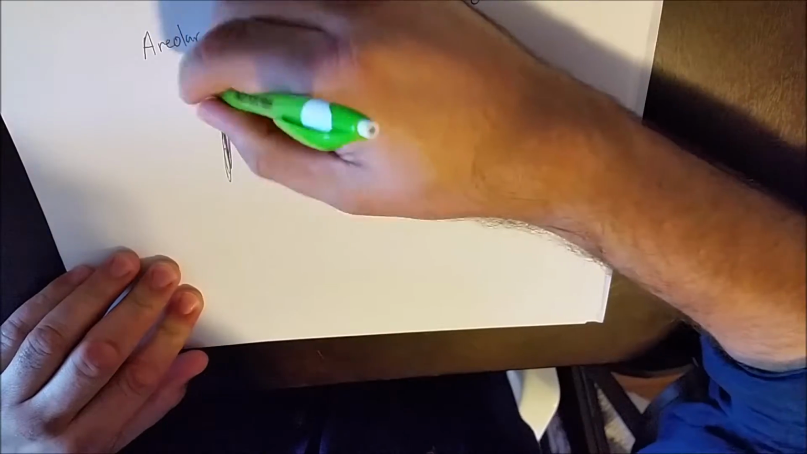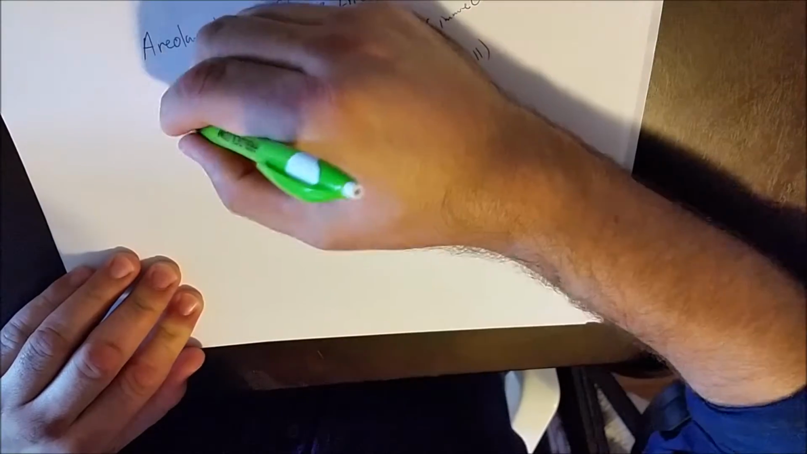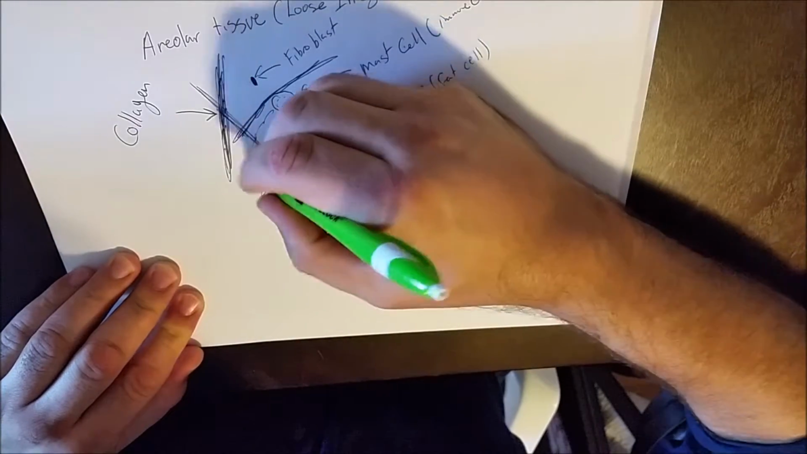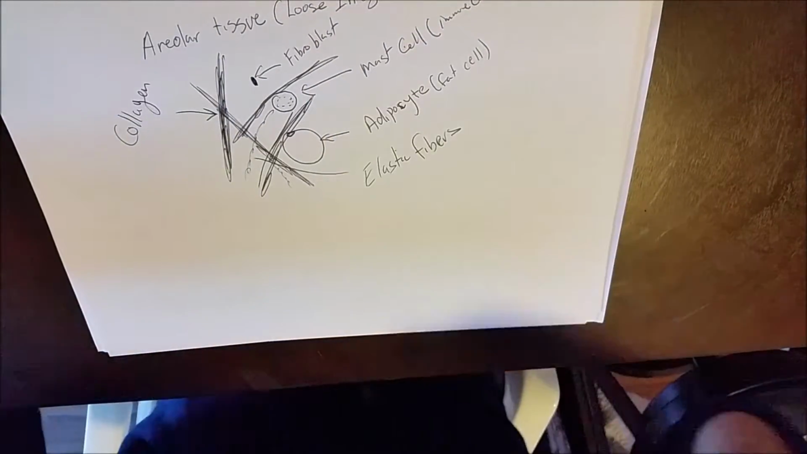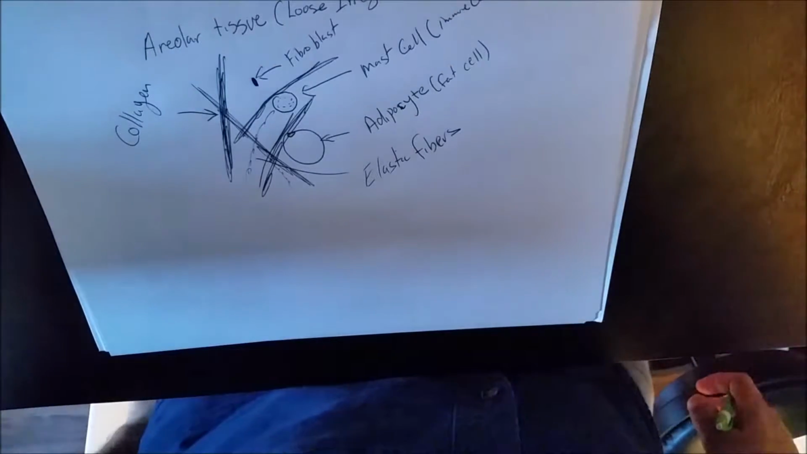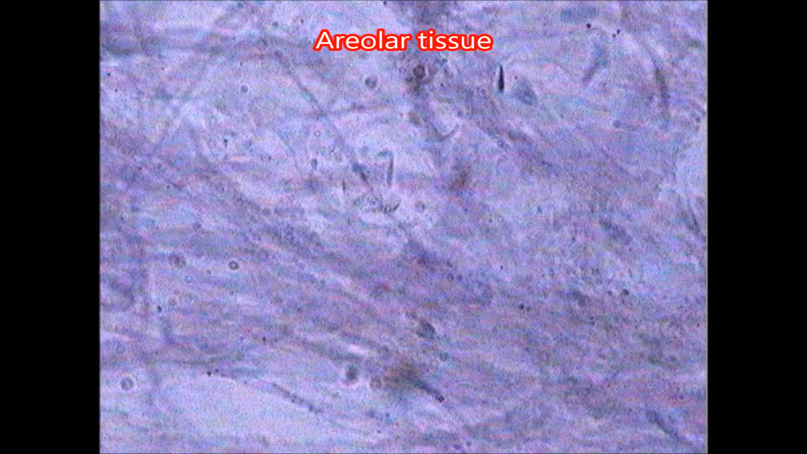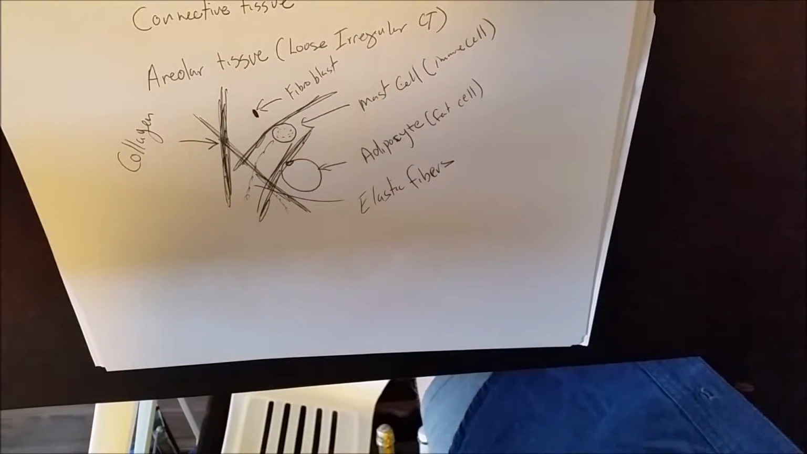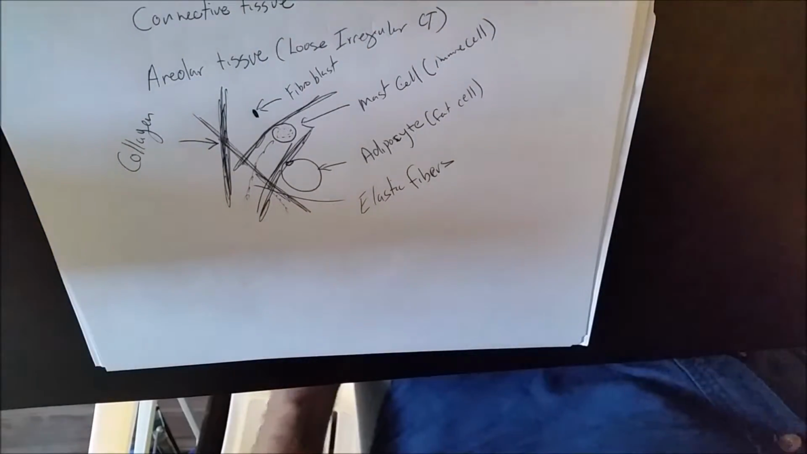Besides these cells, the matrix that this has is going to be really thick collagen fibers going in multiple directions. These would be collagen fibers. And you have really thin fibers, which are going to be your elastic fibers. I'm actually going to show you a picture of this so you can see what I'm talking about. So this is your loose irregular connective tissue, also known as areolar tissue.